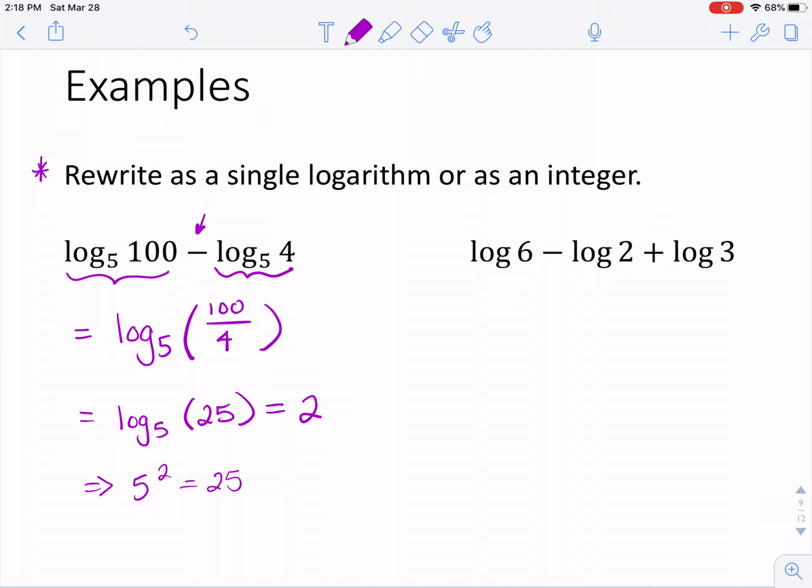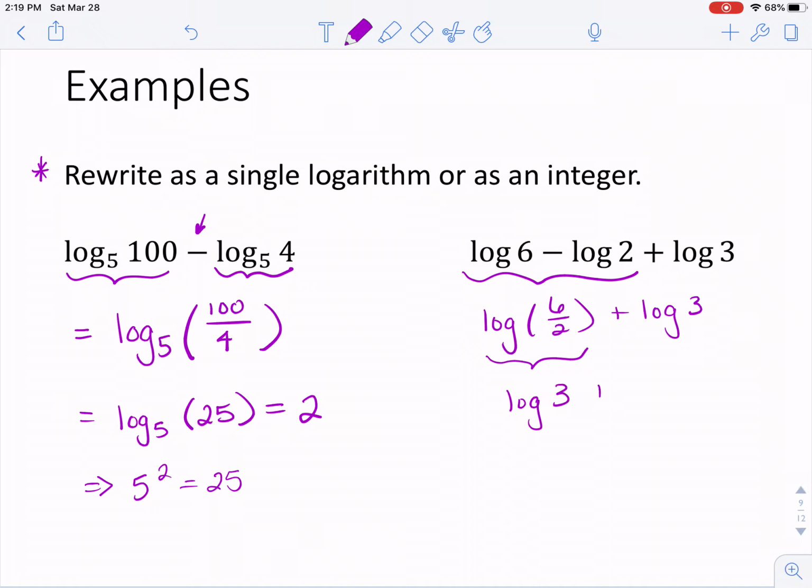All right, so what do we do if there's 3 parts? Well, we're going to take it part by part, in order. What's the base? Do all 3 logs have the same base? Yes, they do. They are all base 10. So the first 2 logs I'm going to rewrite as the log of 6 divided by 2. And then I still have plus log of 3. So I'm going to finish this log of 6 divided by 2 and rewrite it as log of 3 plus log of 3. Now we're going to multiply inside. So we're going to do log of 3 times 3, which is equal to log of 9.